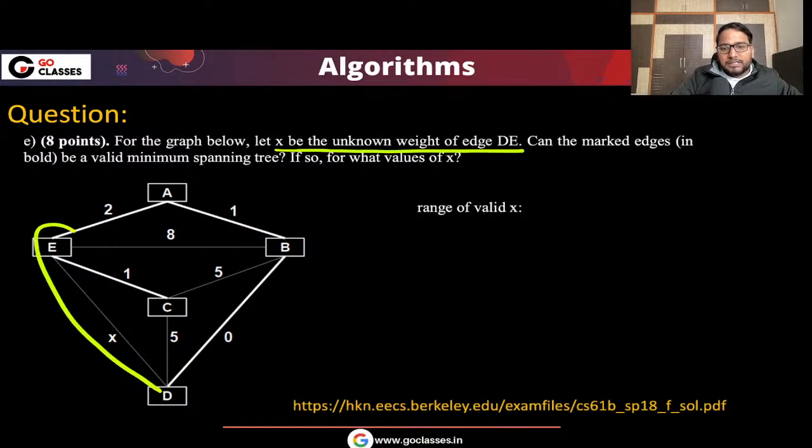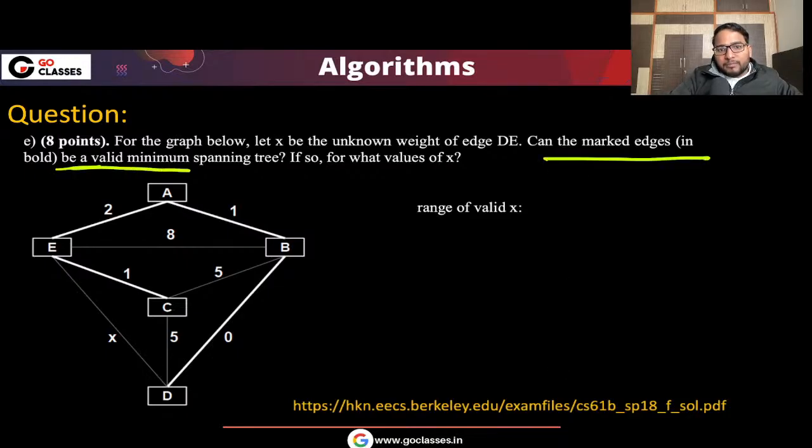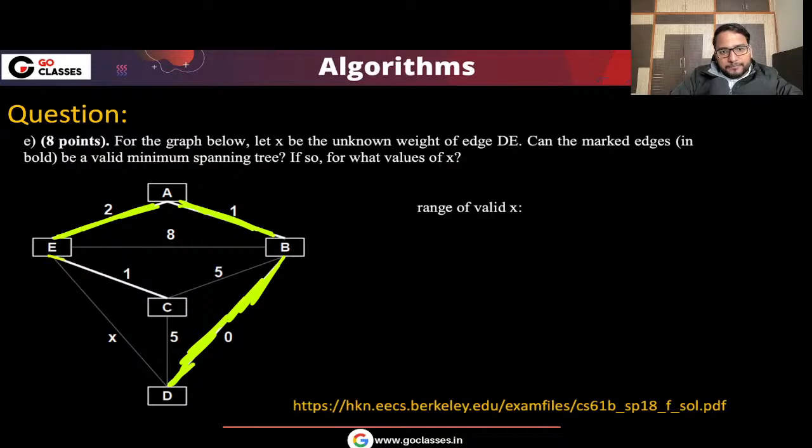Edge DE has x, right? Can the marked edges in bold be a valid minimum spanning tree? So they are saying that if this is a valid minimum spanning tree, then what is the value of x? What are the values of x? Okay, so they have given the valid minimum spanning tree, something like this.